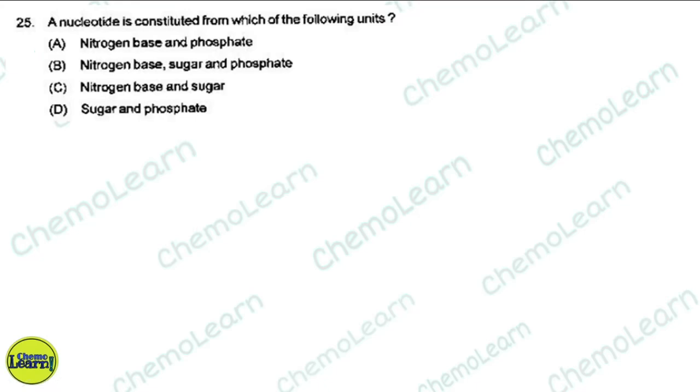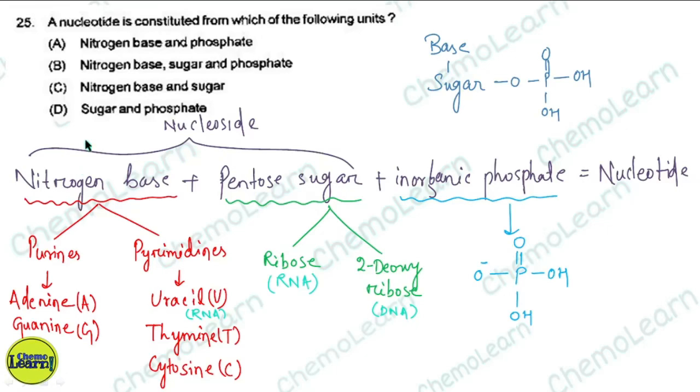Alright. Question number 25. A nucleotide is constituted from which of the following units? What do you mean by nucleotides? Whenever a nitrogenous base, pentose sugar and inorganic phosphate, all these compounds together constitute a nucleotide. And you know nitrogenous bases are of two types, purines and pyrimidines. Purines are adenine and guanine. Pyrimidines are uracil, thymine, cytosine. In RNA we have uracil instead of thymine, but in DNA we have adenine, guanine, thymine and cytosine.